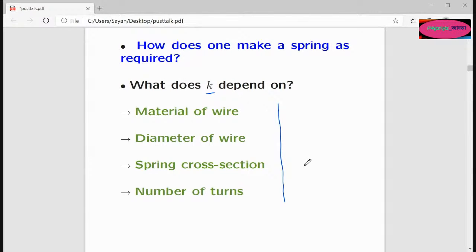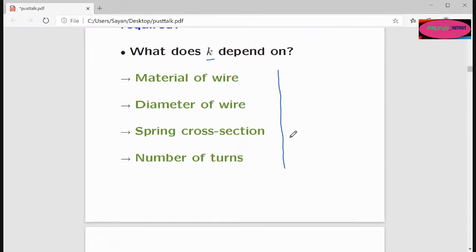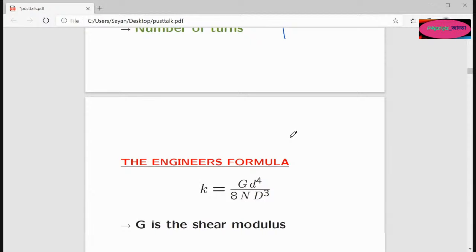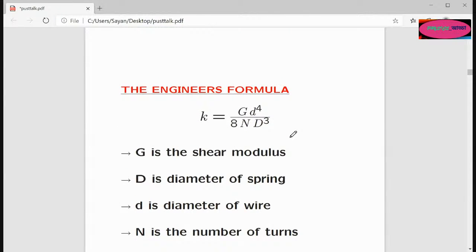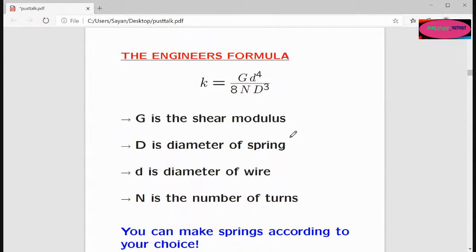And therefore, depending on the values of the various quantities which are related to these four, you could tune the spring constant. Okay. And this is a formula which is known as the engineer's formula, where the spring constant is given in terms of the various quantities.